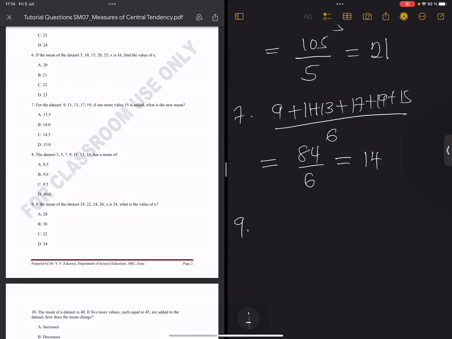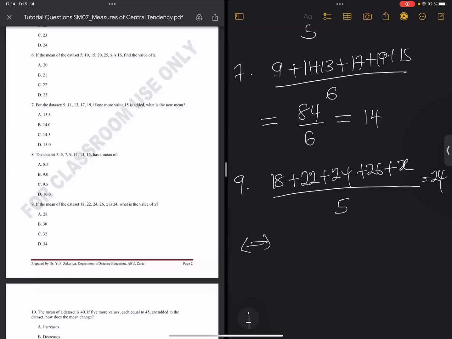Suppose we want to compute the mean of these numbers. What do we do other than just adding the numbers together and dividing by the number of items? So we have 18 plus 22 plus 24 plus 26 plus x divided by the number of items, 1, 2, 3, 4, 5. But we were told that this mean equals 24. We have the mean. Do you see this? So to proceed from here, what do we do?